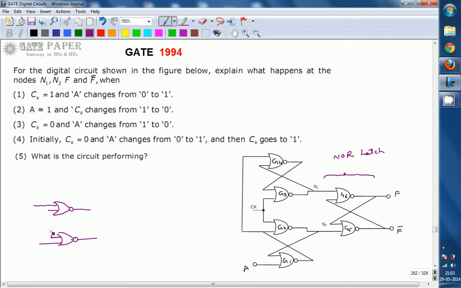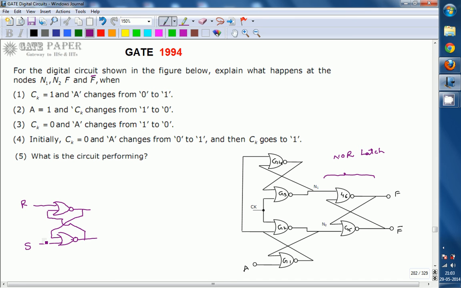For an RS latch, the output of one NOR gate is connected as input to the other. Similarly, the output of the other NOR gate acts as input for this one. So this is R and this is S. We know the NOR gate operation: for a 2 input NOR gate, let us assume A, B are the inputs, you will get (A plus B) whole bar.